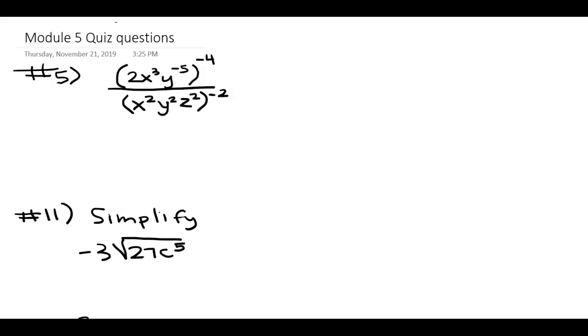Okay, here are some of the questions that you wanted me to work through off of the Module 5 quiz. So on this top one, we're looking at using the properties of exponents to simplify this. Notice that the top, the whole thing is raised to a negative power, and on the bottom, the whole thing is raised to a negative power.